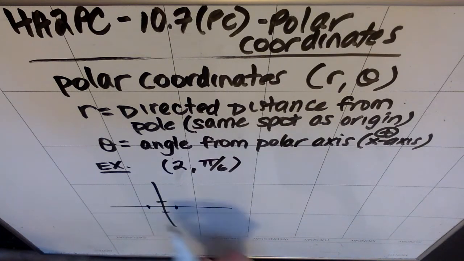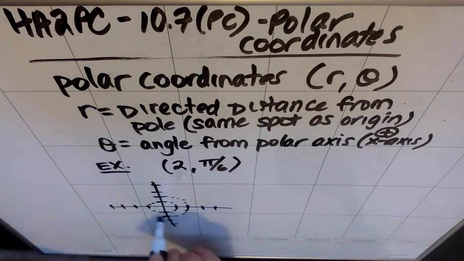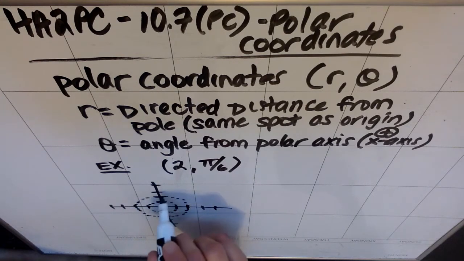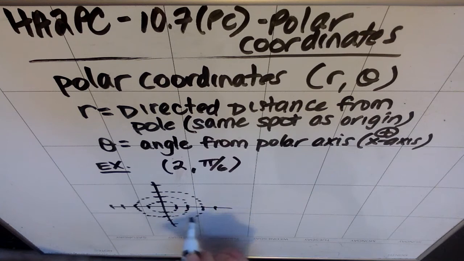Polar graph paper doesn't have rectangular grids. Polar graph paper has concentric circles. The reason for that is that you're not measuring horizontal and vertical distance, you're measuring directly from the pole in the direction of theta. So it's got these concentric circles.